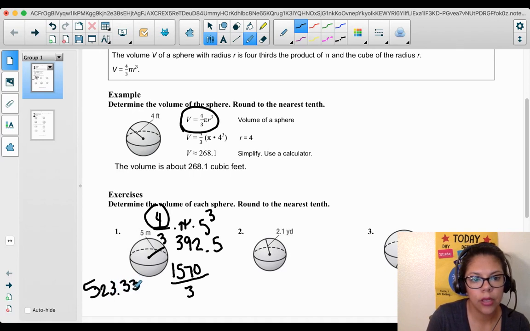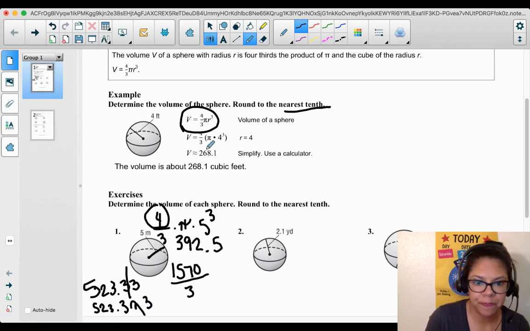And we get 523.33. And it did say we do need to round to the nearest tenth. So that's going to go there. And the 3 is next to it, so it just stays 523.3. And this is in meters, so cubic meters. Oh, I'm so sorry that it looks ugly.